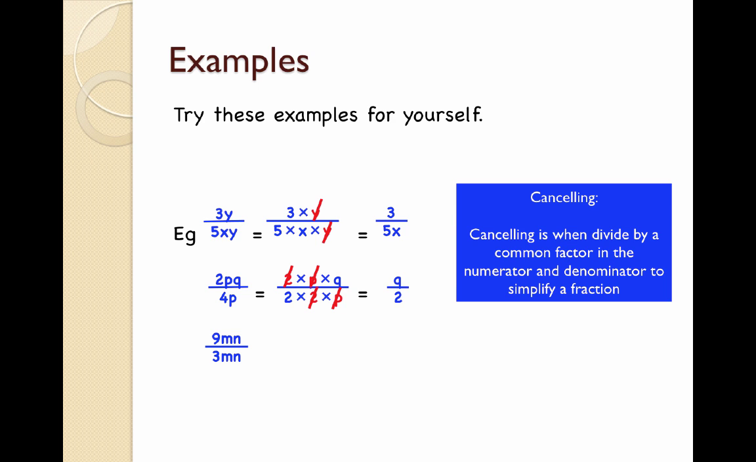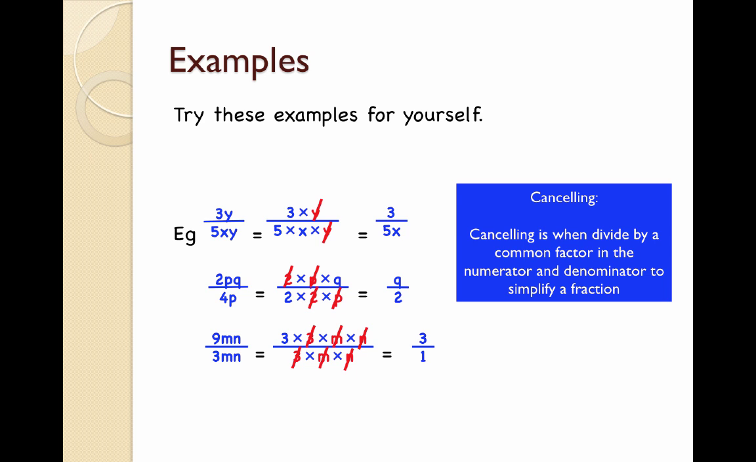The final example gives me 9mn over 3mn. The numerator can be written as 3 times 3, which is 9, times m times n. This allows me to see the common factor down below of 3 times m times n. I can cancel my 3s, cancel the m's, and cancel the n's. This leaves me with just 3 over 1.